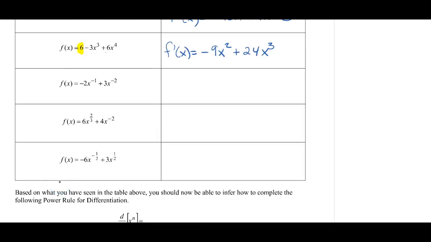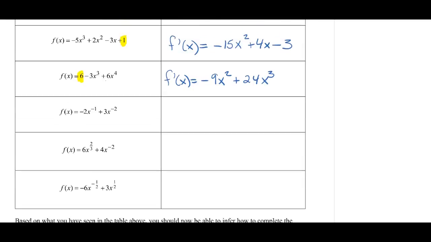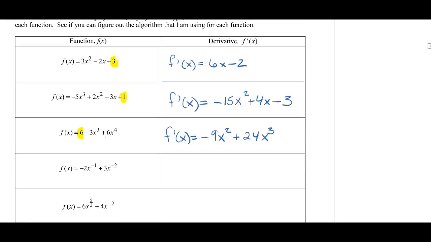Three more. Before we move on to those, we're getting some negative exponents and fractional exponents. Look back at these first 3. Take a moment and study them. Can you tell what the pattern is? How do I get negative 15x squared from negative 5x cubed? How do I get 4x from 2x squared? How could you describe this verbally? If you have a guess, go ahead and write it down on the side, and then you can check it at the end.